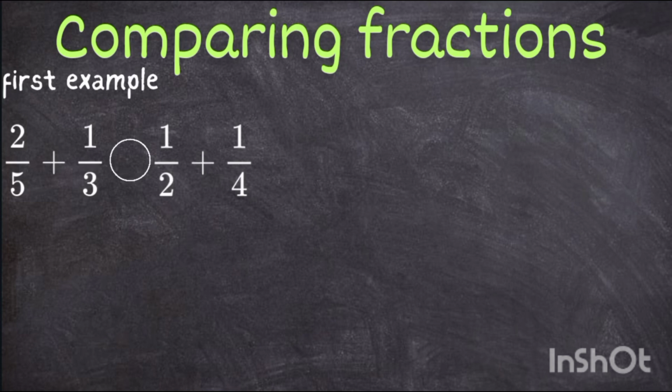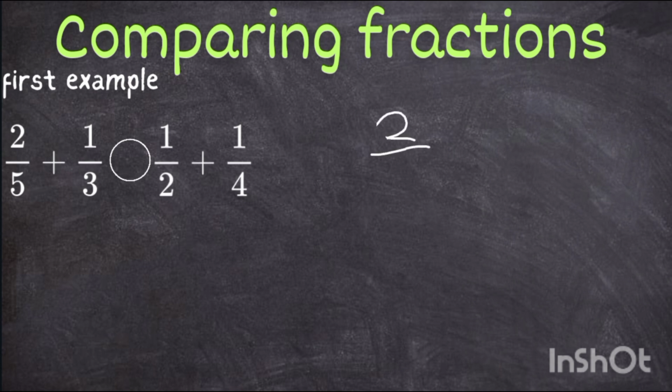So what we are going to do is first of all add these fractions and then compare the results. Let's first add our first fraction, which is 2 by 5 plus 1 by 3. For adding that, we need a common denominator. Since we do not have a common denominator, we need to find the LCM. The LCM of 5 and 3 is 15. So we need to convert the fractions with the common denominator as 15.